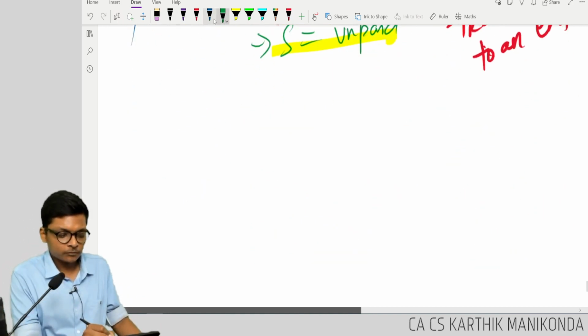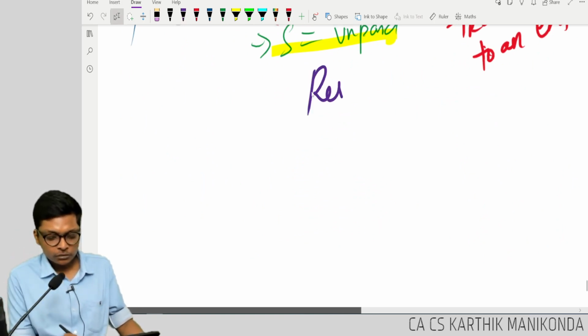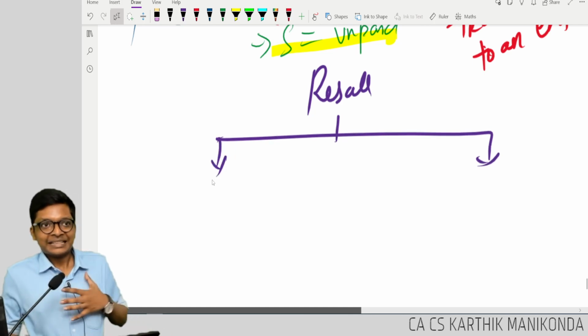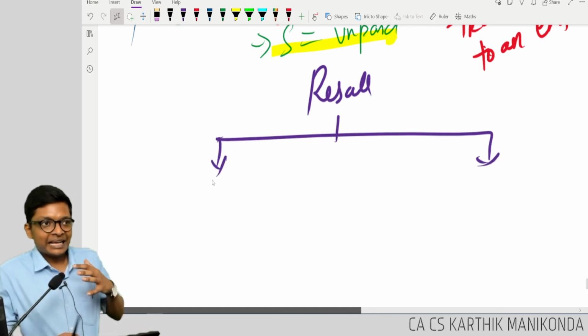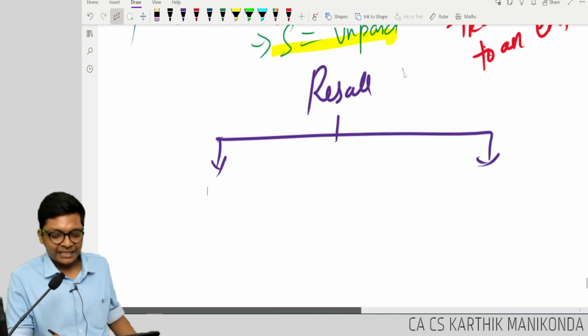Next, are you all following, guys? Hello. Next is right of resale. Now carefully, guys, look at this. The seller now can sell the goods if the buyer is not paying. Which seller?